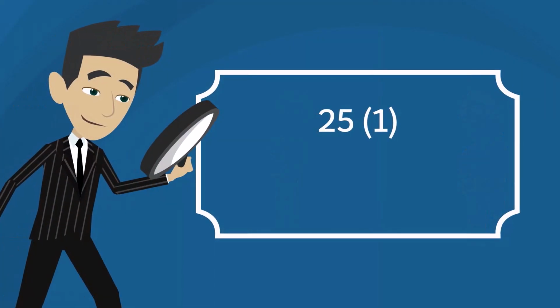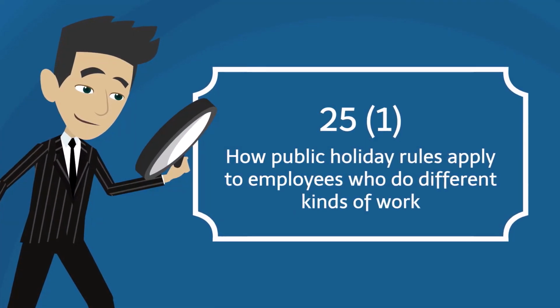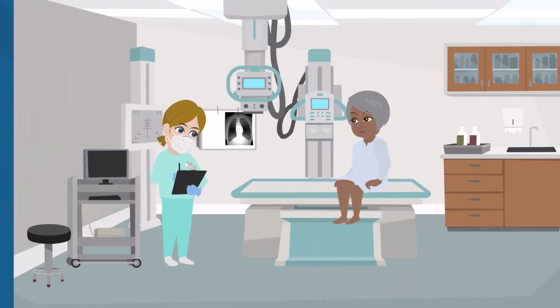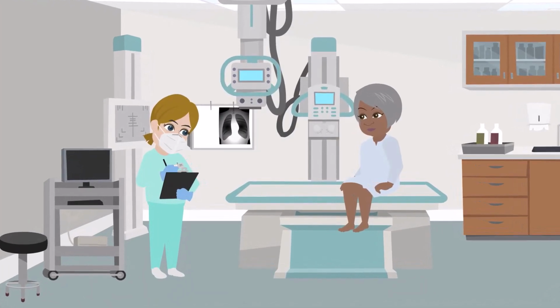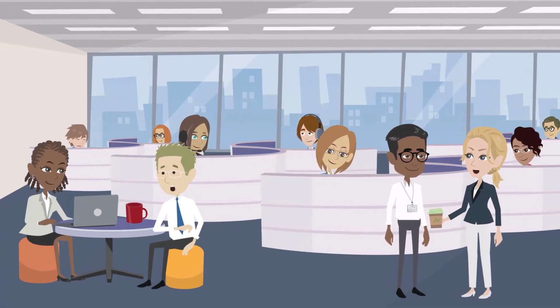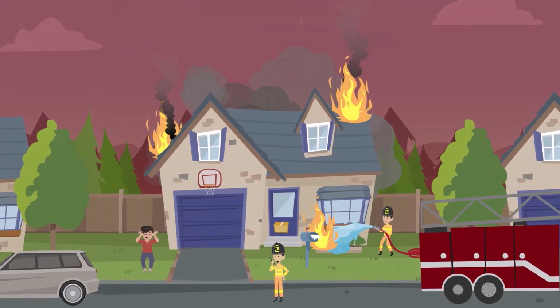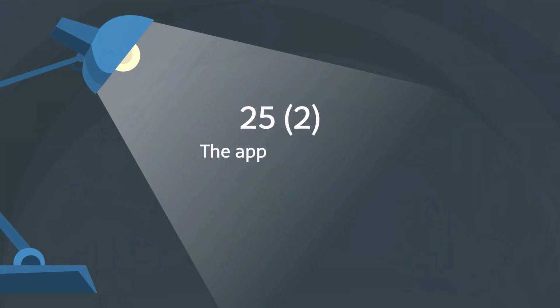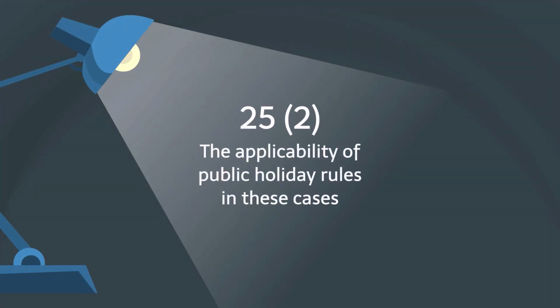Section 25, subsection 1 sets the stage for determining how public holiday rules apply to employees who do different kinds of work. Specifically, it applies to employees who perform a certain type of work that is exempt from public holiday rules under the ESA regulations, but whose job also requires them to perform other types of work that are not exempt. Section 25, subsection 2 then clarifies how to determine the applicability of public holiday rules in these cases.